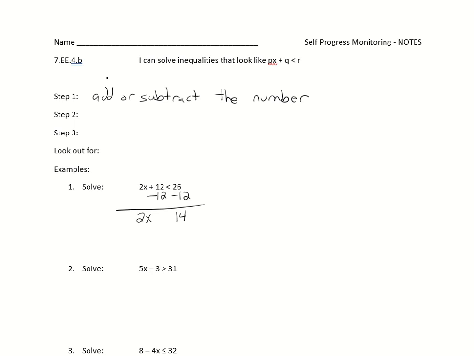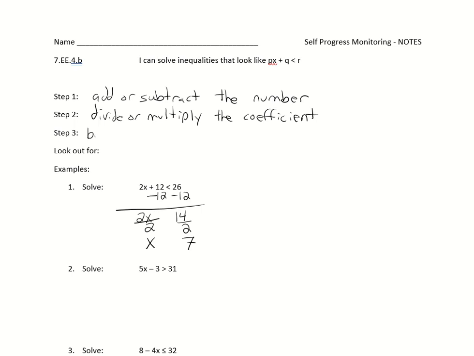is 14. Next, we're going to divide or multiply the coefficient. In this case, it is a 2 times the x, so I'm going to do the opposite. In that case, it's going to be division. I'm going to divide by 2 on both sides. 2 divided by 2 is 1, and I don't need to write it, so I can just have the x by itself. And 14 divided by 2 is 7.